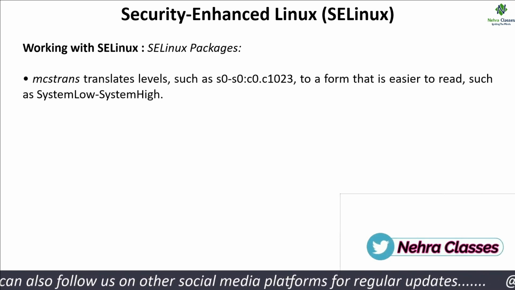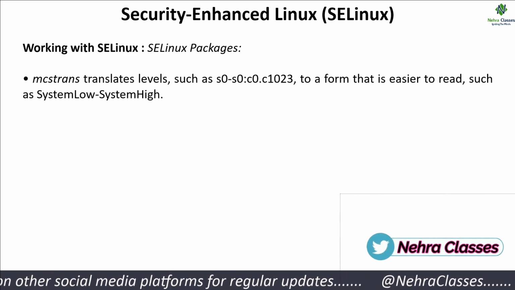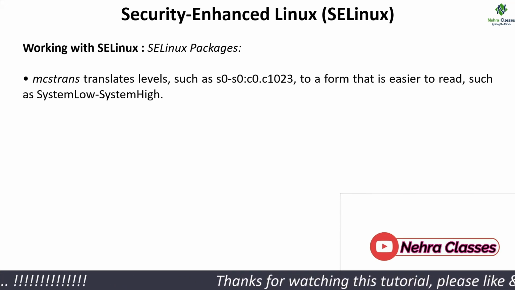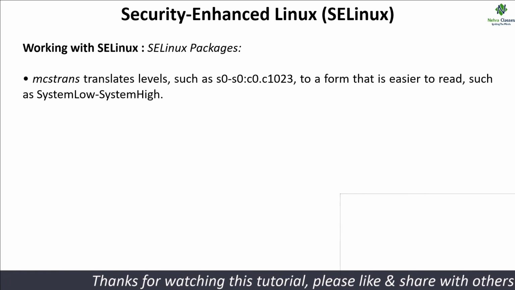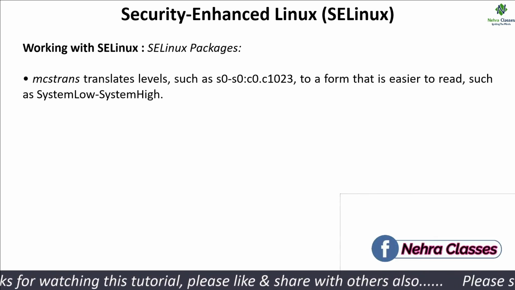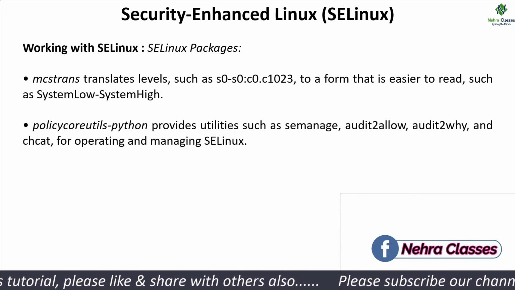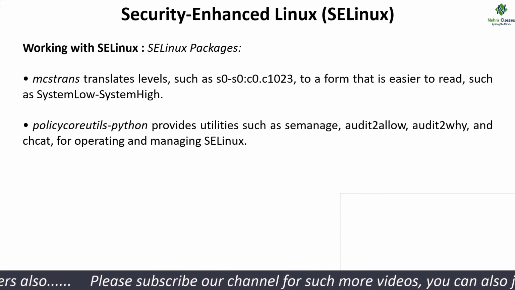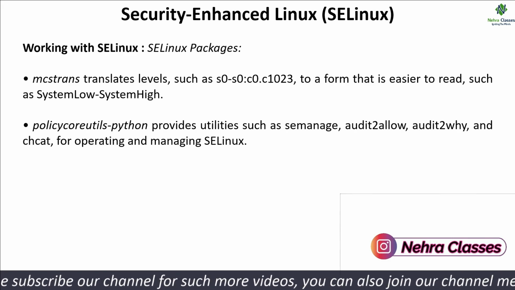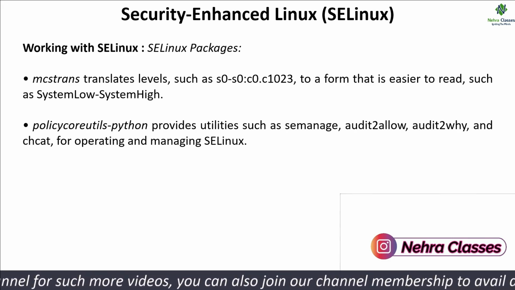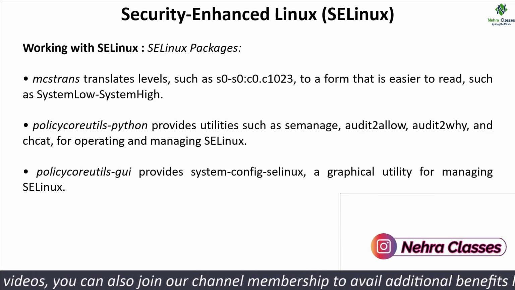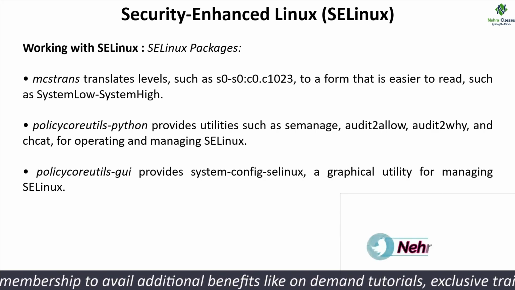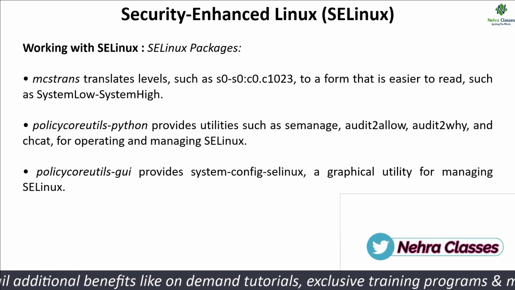mcstrans translates levels such as s0-s0:c0.c1023 to a form that is easier to read, such as SystemLow-SystemHigh. policycoreutils-python provides utilities such as semanage, audit2allow, audit2why, and chcat for operating and managing SE Linux. policycoreutils-gui provides system-config-selinux, a graphical utility for managing SE Linux.